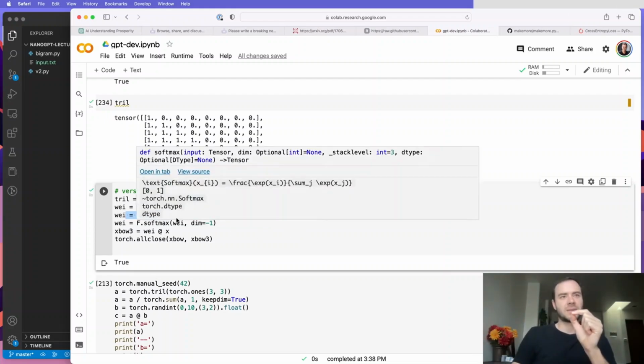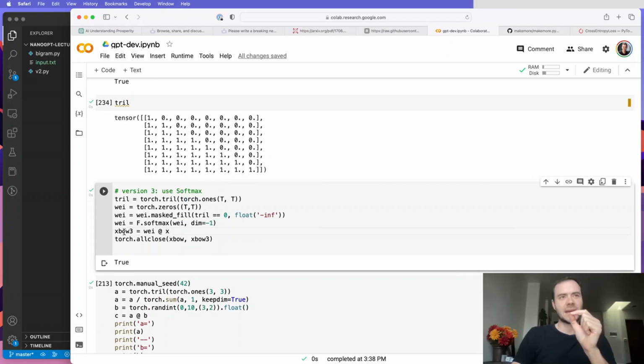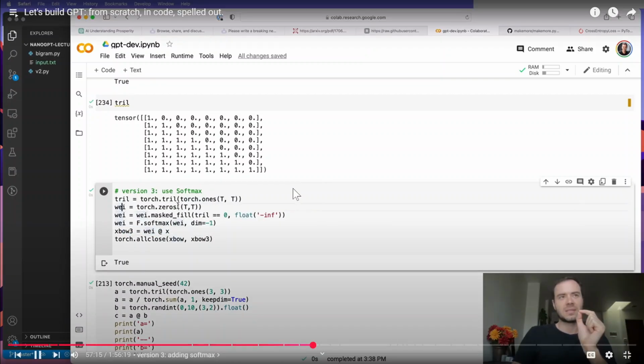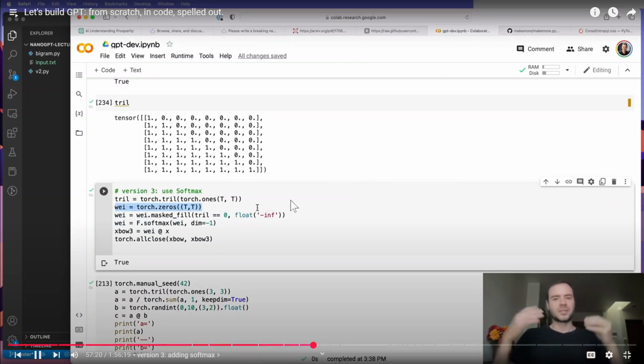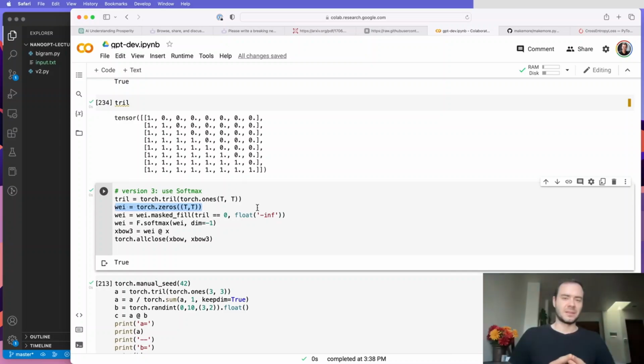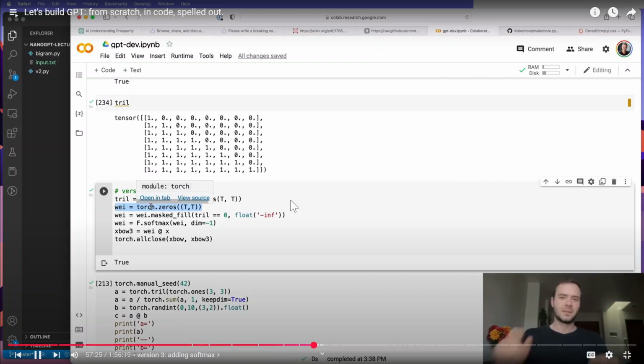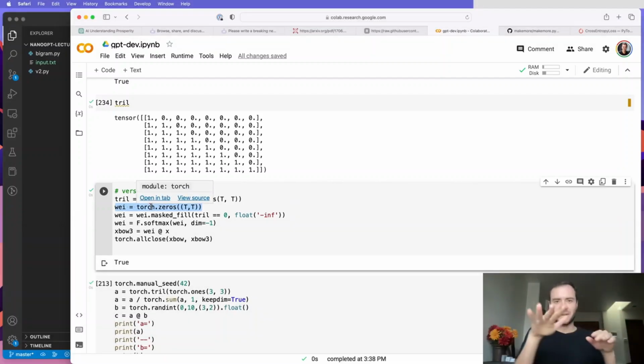And so basically, this then goes through softmax and through the weighted aggregation through matrix multiplication. You can think of these zeros as currently just set by us to be 0. But a quick preview is that these affinities between the tokens are not going to be just constant at 0. They're going to be data dependent.